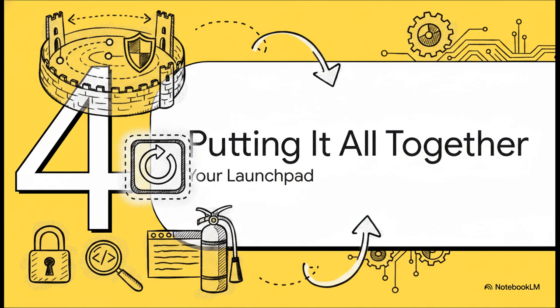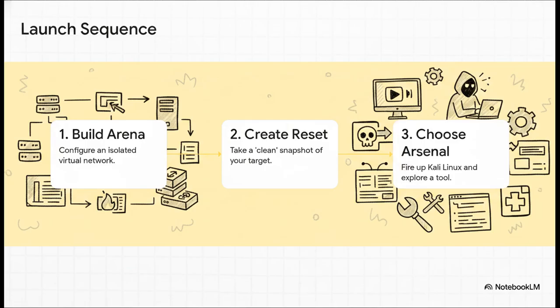So there we have it, our 3 pillars, the arena, the reset button, and the arsenal. Now let's put all the pieces of the puzzle together into a simple, actionable plan. Here it is, your launch sequence. It really is this straightforward. Step 1, build your arena. Get that isolated network configured. Step 2, create your reset button. Take that clean snapshot of your target machine. And step 3, choose your arsenal. Fire up Kali Linux and just dive into a toolset that looks interesting.